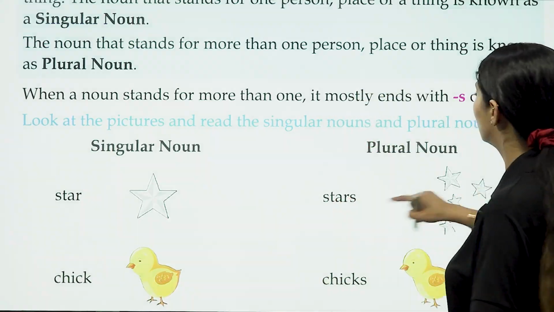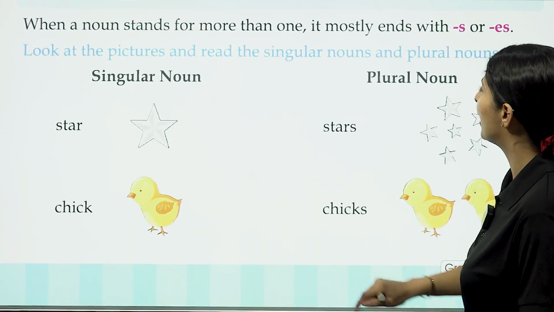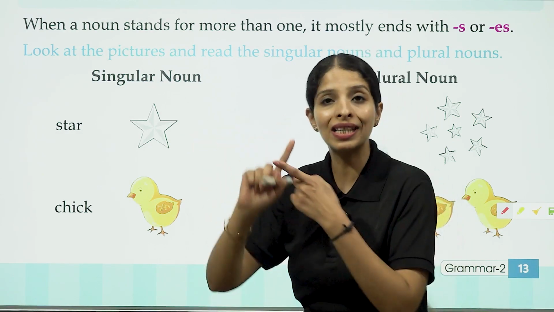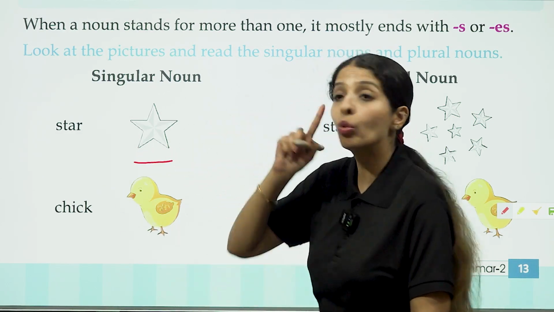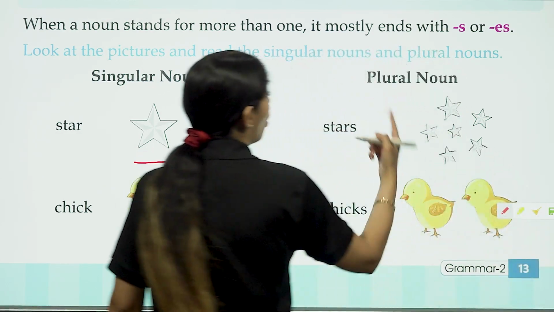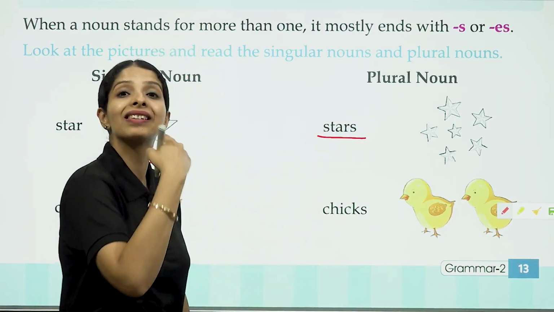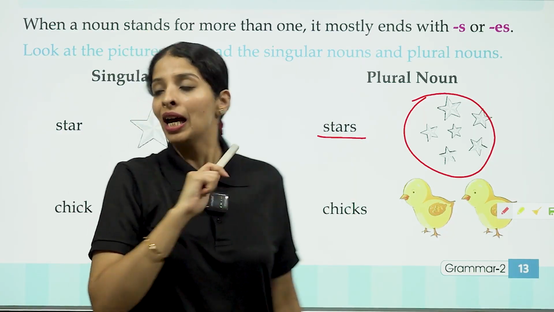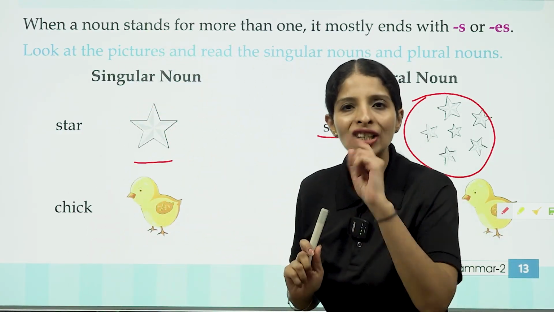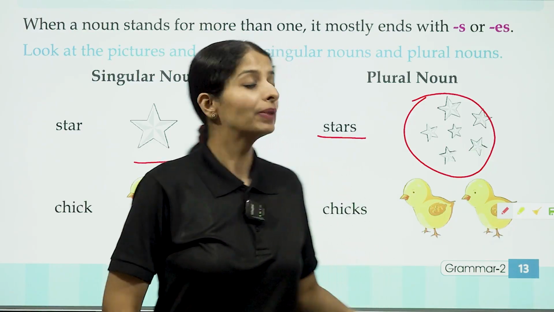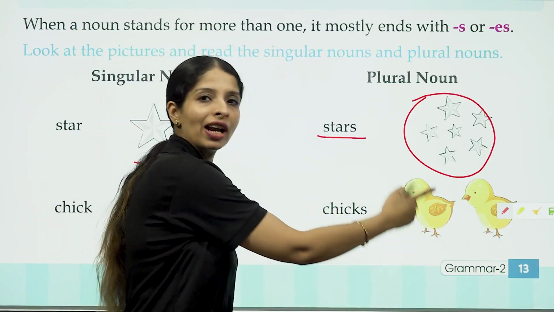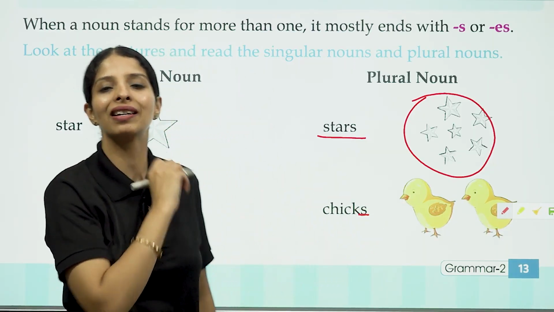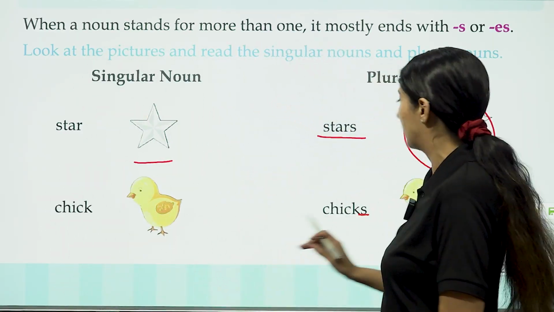Now, look at other examples. Look at the pictures and read the singular nouns and plural nouns. When I talk about singular, star, one star. When I talk about more, its plural form is stars. They are more than one. Now, chick, one chick. This is singular. Now, when I talk about more than one, here we have 2. So, it is chicks. Extra S is added at the end.